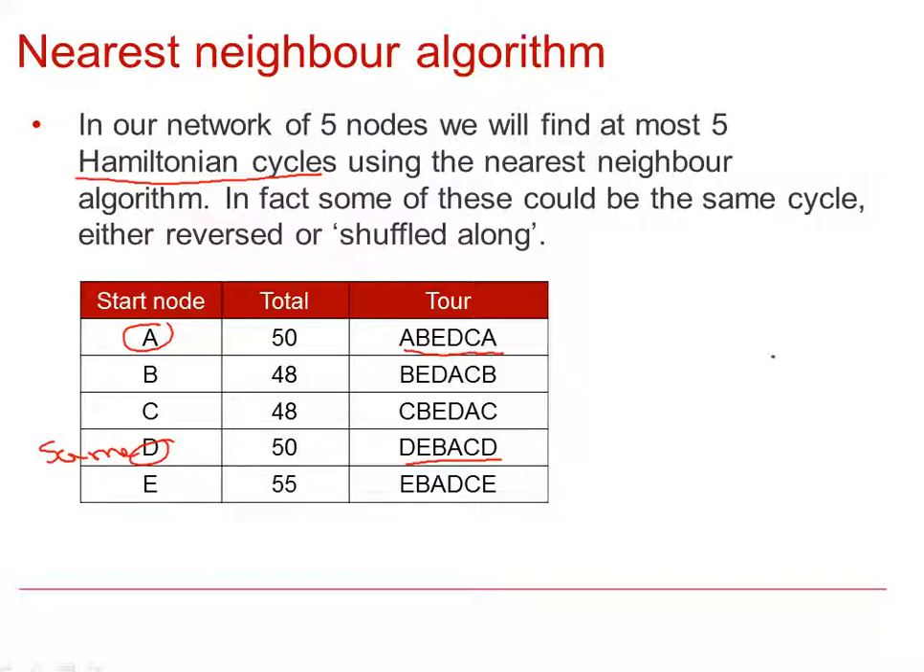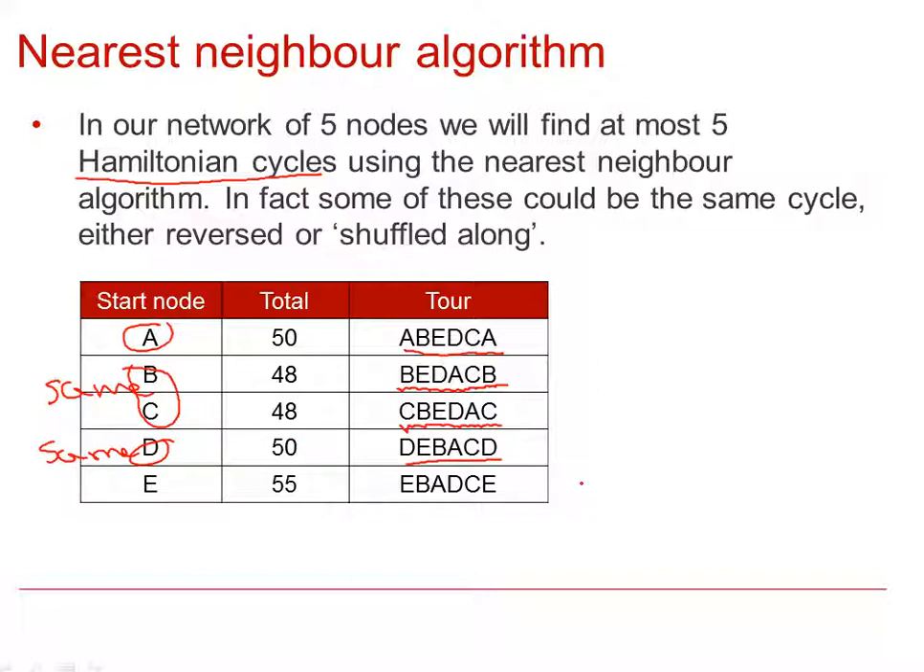There are 2 more that are the same. So we've got B here, which is B, E, D, A, C, B. And if we look at C, it's the same cycle, just starting in a different place. It's just been shuffled along. So B and C are also the same cycle.